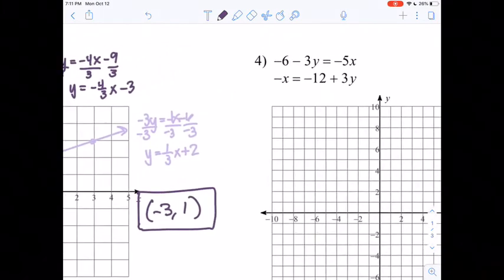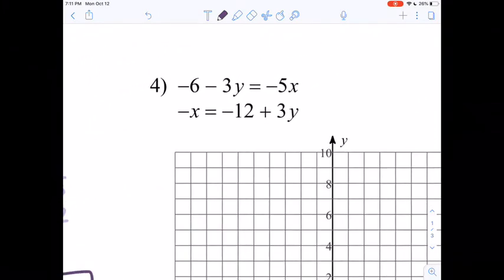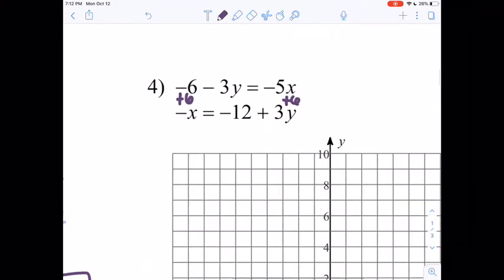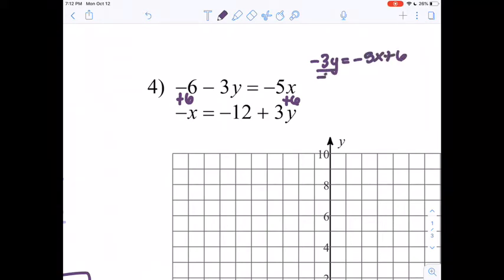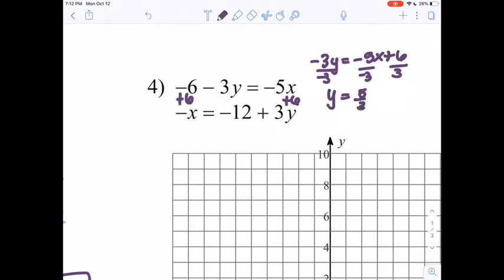Okay, I'm going to do the same thing with number 4. So I'm going to solve both of these equations for y. So this becomes -3y equals -5x plus 6. Divide everything by -3. So y equals positive 5/3 x minus 2.